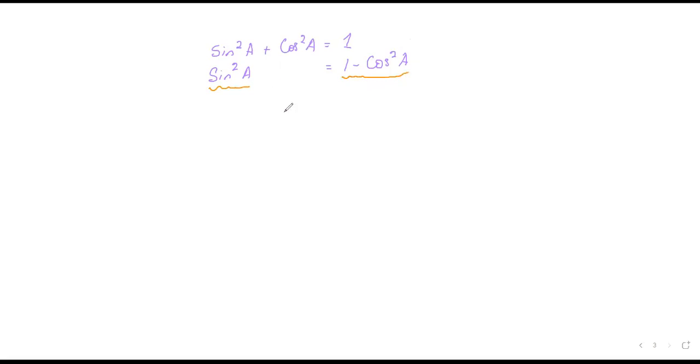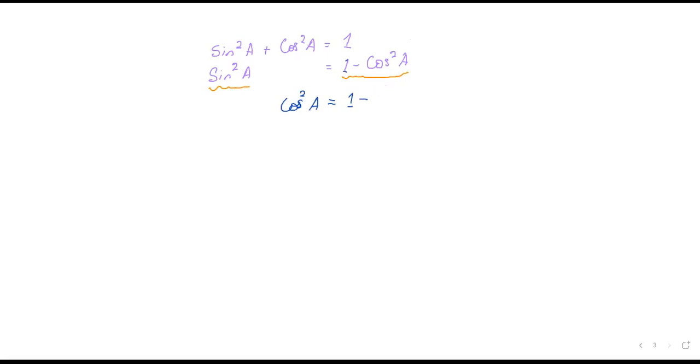Now there is my cos. I can write cos squared A is equal to 1 minus, I transpose this time the sign comes this side.